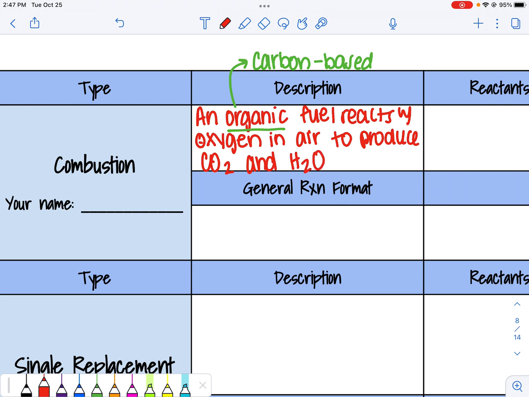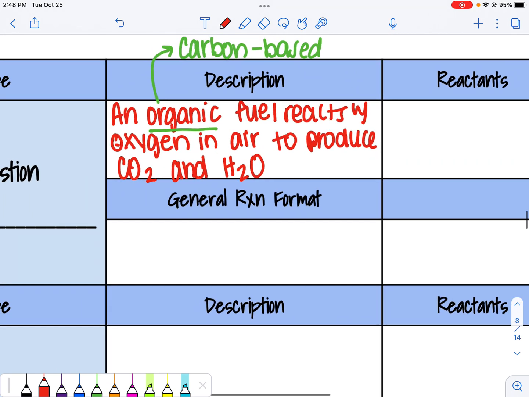So you have some organic fuel. It can be a solid, liquid, or gas. It reacts with gaseous oxygen in the air, and then you end up with gases as your products, carbon dioxide and water every single time. So there's two ways you can write the general reaction format for this one. You can have just straight hydrocarbons. You can have some CxHy compound. I'm going to put the subscripts X and Y to represent any subscript number. So carbon and hydrogen react with oxygen in the air and they produce carbon dioxide and water.